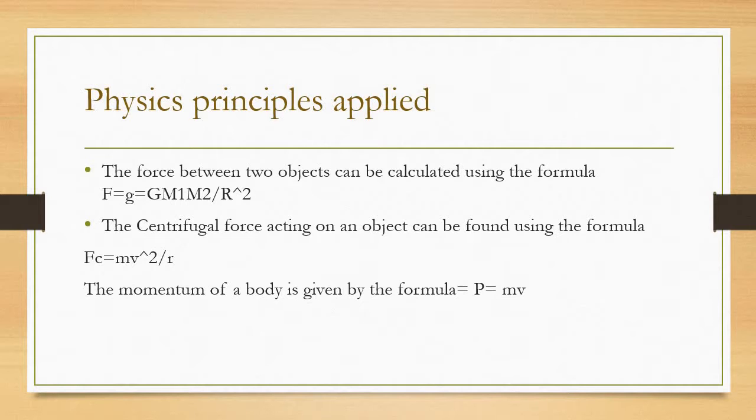Physics principles applied. The formulae I used in this case were: the force between two celestial objects in space can be found using the formula F equals G m1 m2 by r square. The centrifugal force acting on an object can be found using the formula centrifugal force equals mass into the square of velocity divided by the radius of the circle that the object is moving in. And the momentum of a body is given by the formula P equals mv.